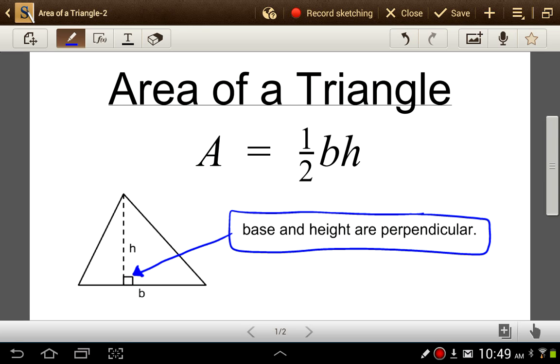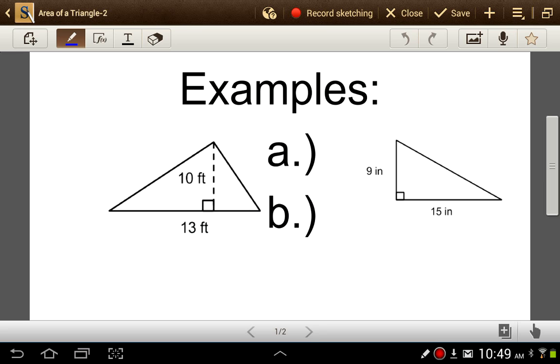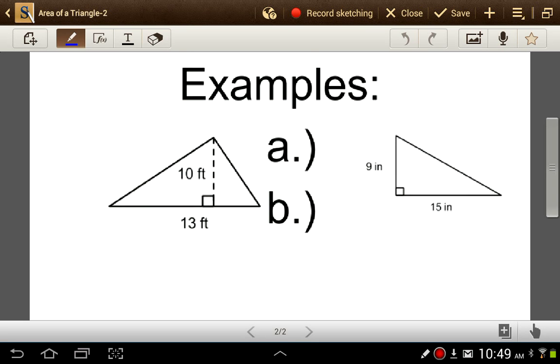Okay, so there's our formula, 1/2 base times height. Let me do two examples on my next slide. Okay, so here's our two examples. Here's A, and then B will be there.